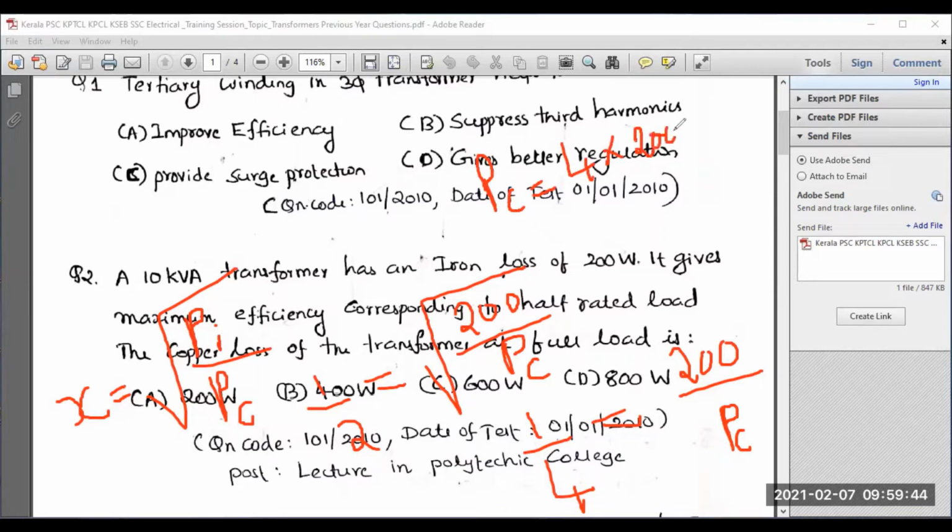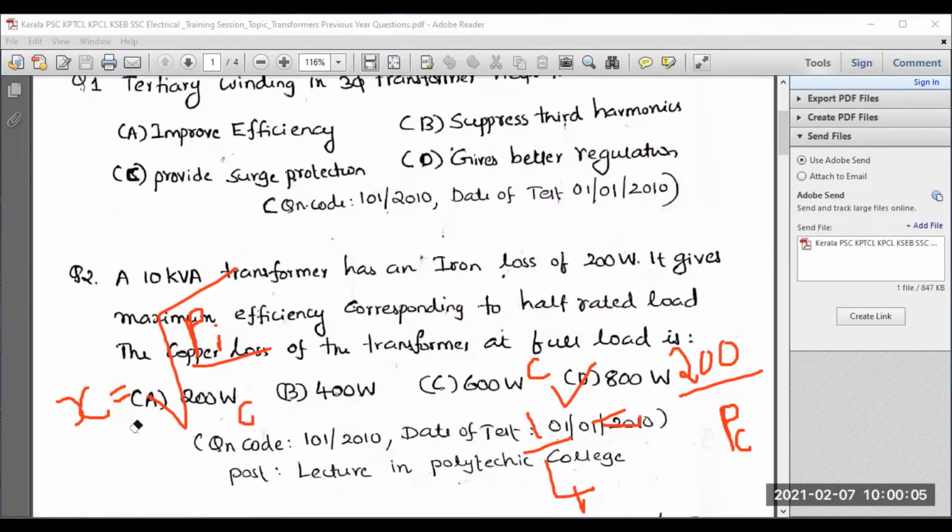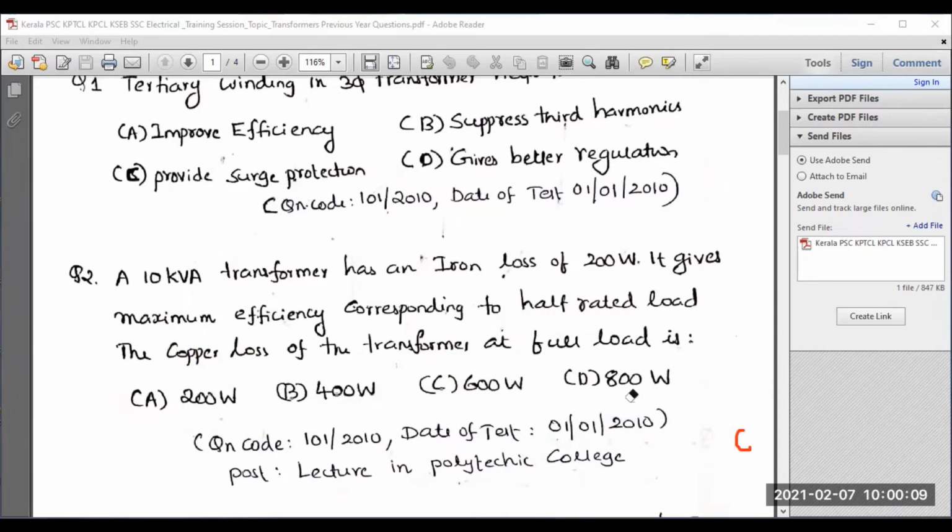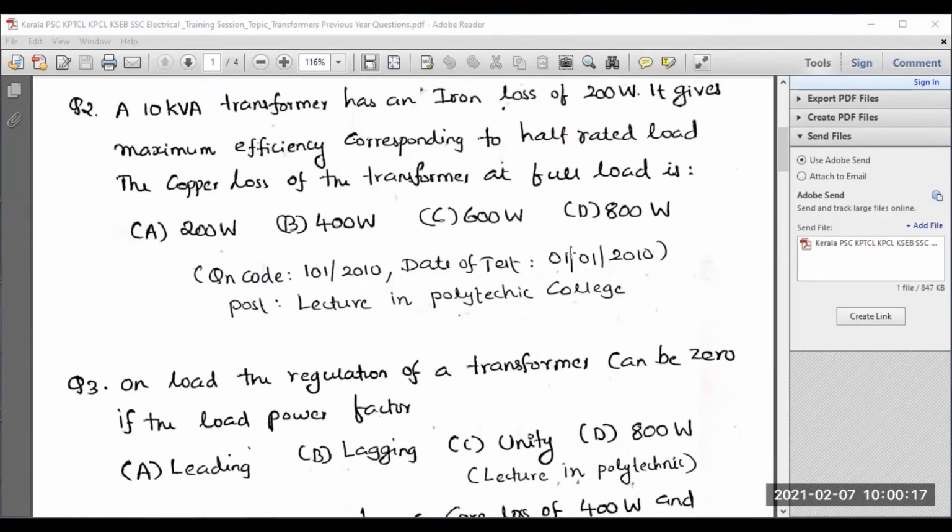4 into 200 is nothing but how much? The answer is 800 watts. So you can note down the answer, 800 watts. 800 is the right answer, so option D is the right answer for this question. You can expect similar numerical examples in upcoming competitive examinations. Please note down the important formula and understand the logic. That is sufficient. Try to refer to any textbook to learn more about transformer efficiency and the condition for maximum efficiency. In the last video, I gave more information about this.